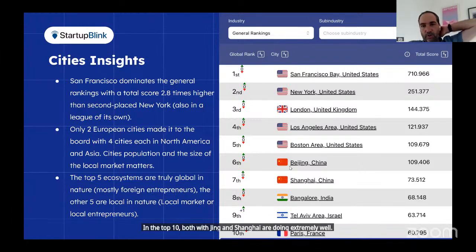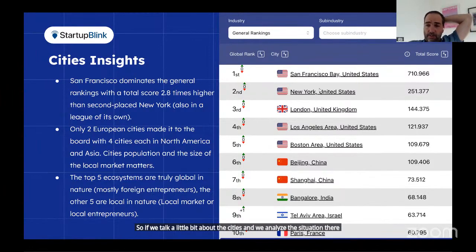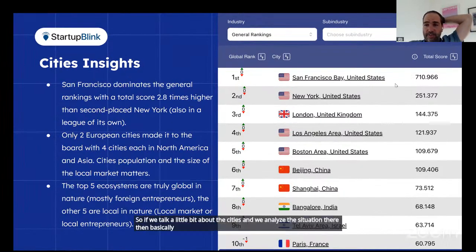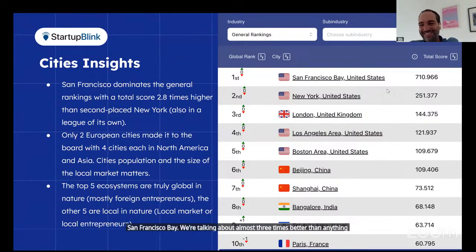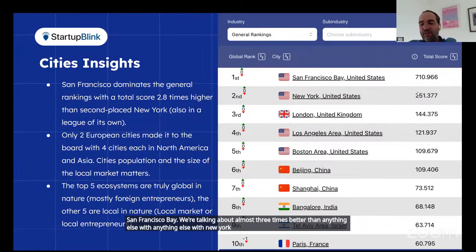So if we talk a little bit about the cities and analyze the situation there, then basically what we have here is a clear winner, and the clear winner is, of course, San Francisco Bay. We're talking about almost 3 times better than anything else, anything else including New York. You also see that there is a massive, massive gap in the total score between New York and anyone else. So basically, you have San Francisco in a league of its own, New York in a league of its own.